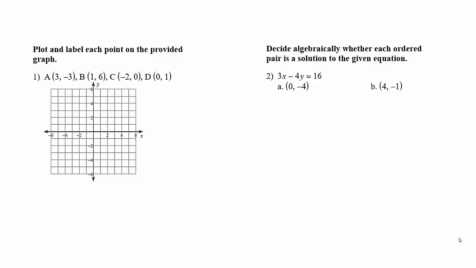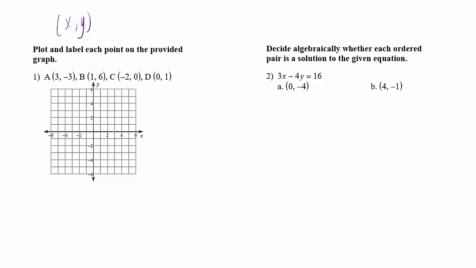So to start off here on number 1, we're just plotting and labeling each point that they gave us. The label part of that, since they're labeled A, B, C, and D on the instructions, just means to put that letter next to the appropriate point. And so for plotting points, we want to use X, comma, Y, which is in alphabetical order. So we always go left or right first and then up and down.